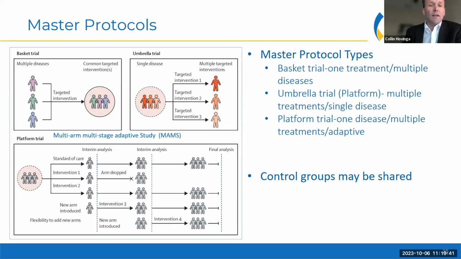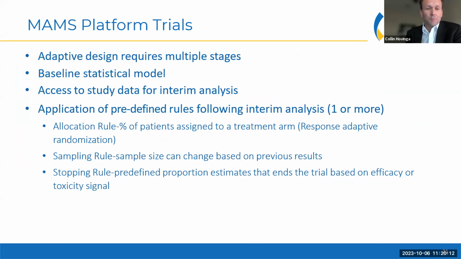An umbrella trial is what people often think about as one type of platform trial, and that's where you can study multiple interventions simultaneously with shared control groups. In this case, it's one disease, multiple treatments. And the last one, which I think we've spent a lot of time talking about, is the multi-arm, multi-stage adaptive trial, or MAMS study, in which you have the ability to make decisions as the trial is unfolding at various points of the study. Next slide.